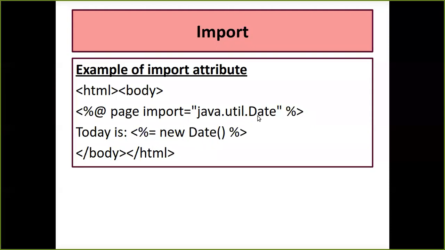Okay, so if I'm having a class called Date, the new operator is first going to create an instance of that Date class. It will invoke the Date constructor, which is responsible for returning the current date. Fine, so I hope you have understood this import attribute.